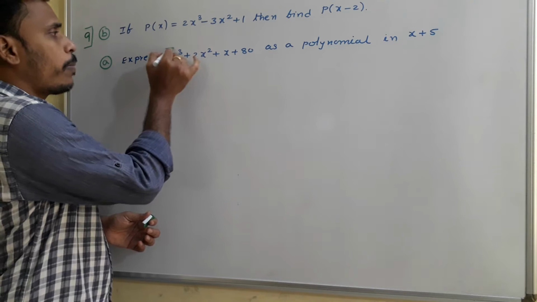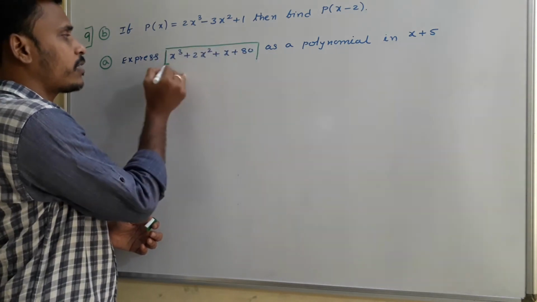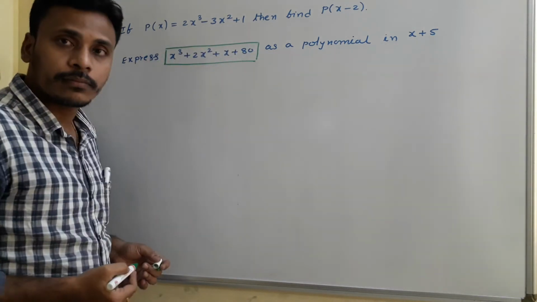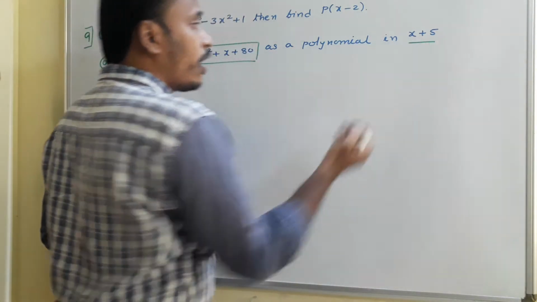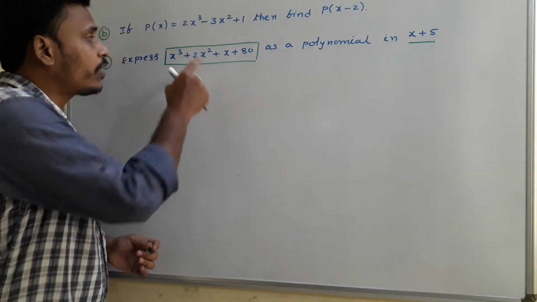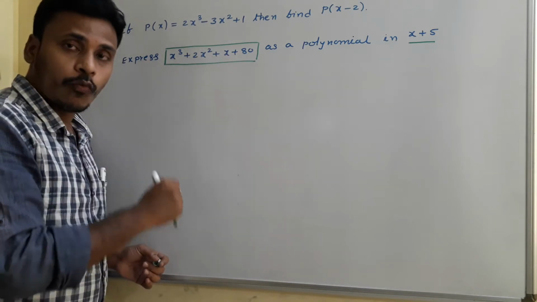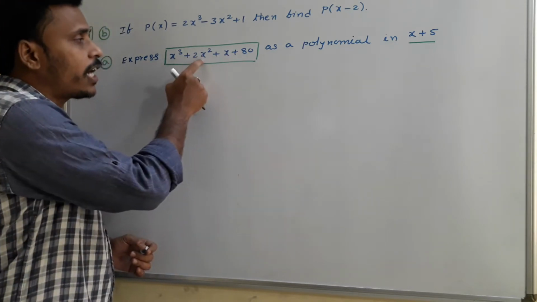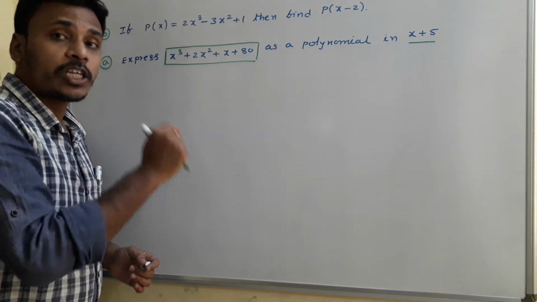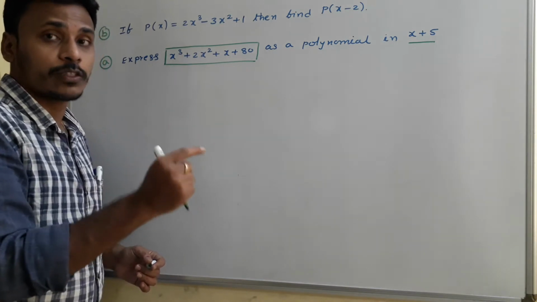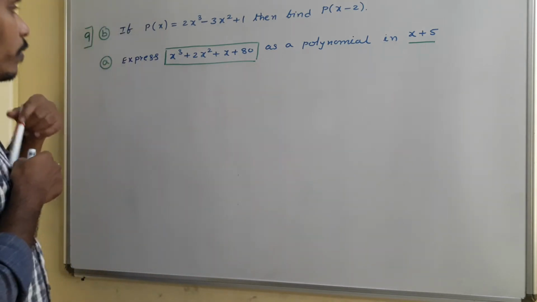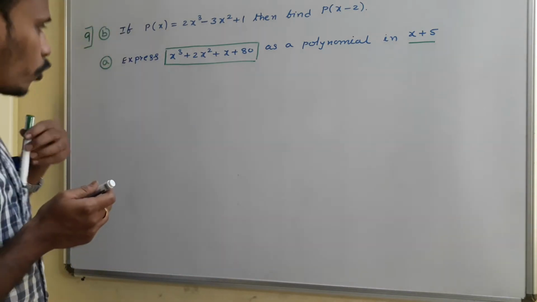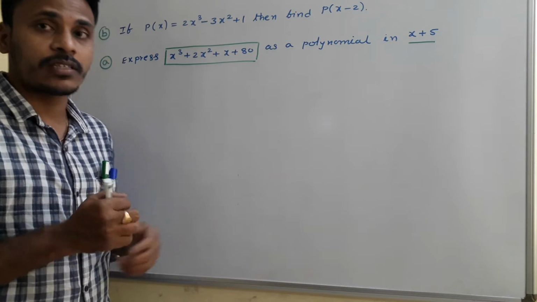This x cube plus 2x square plus x plus 80 is a polynomial, and we need to find a polynomial which is equivalent to this. Okay, I am going to find a polynomial which is equivalent to this, but that should be in terms of x plus y. That's what we need to find. To find that, we need to use the synthetic division process. Already we discussed it in the previous video.